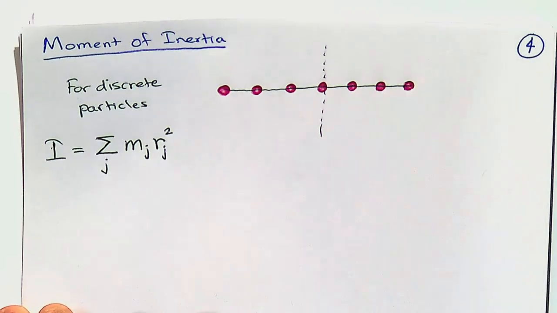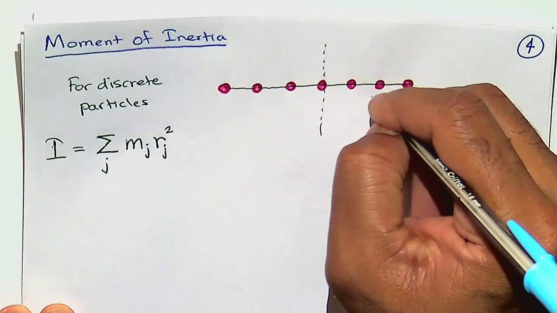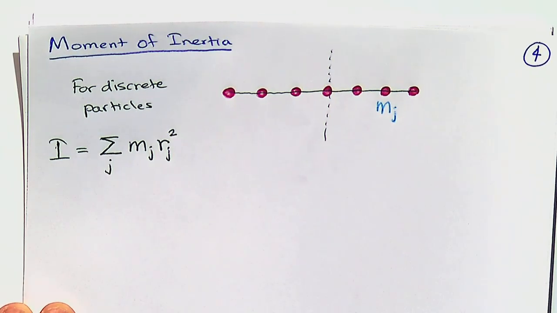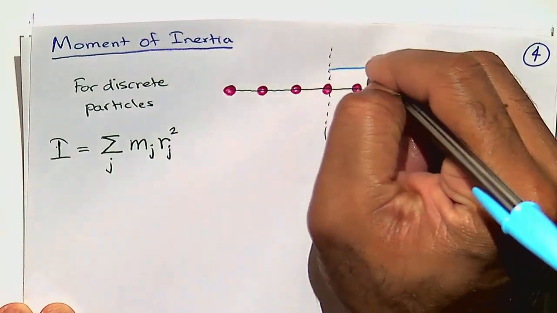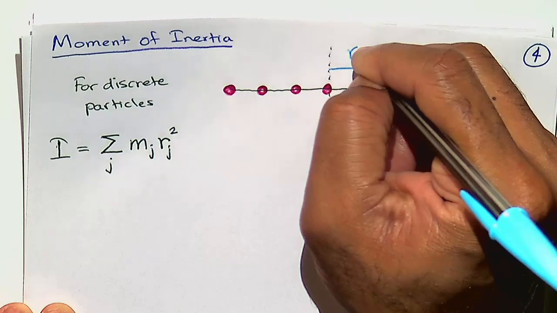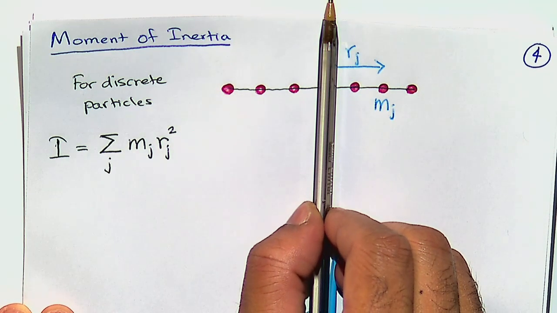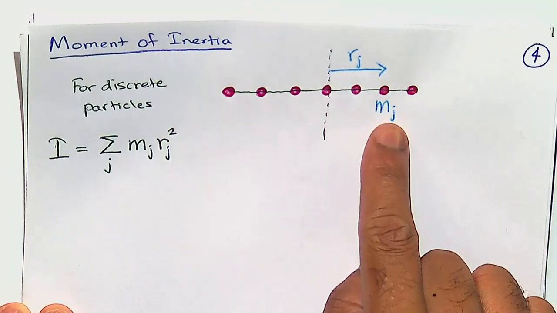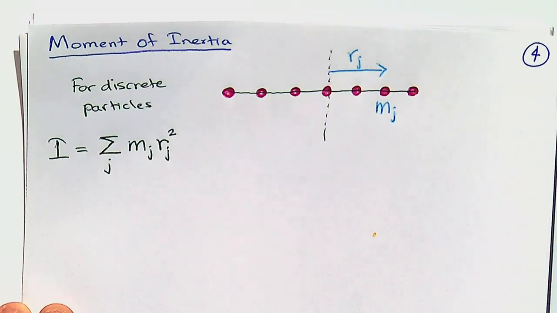So let's take this particle, for instance, here. This one right here has a certain mass, call that m_j. j is just the index: 1, 2, 3, 4. You can count the particles. So this particular particle has a certain mass, and it has a certain distance, r_j, from the axis you're interested in finding the moment of inertia about. And all you have to do for the moment of inertia is go one particle at a time, multiply its mass by the square of the position, and do that over and over again. Just keep adding them up, and when you add everything up, that's your moment of inertia.